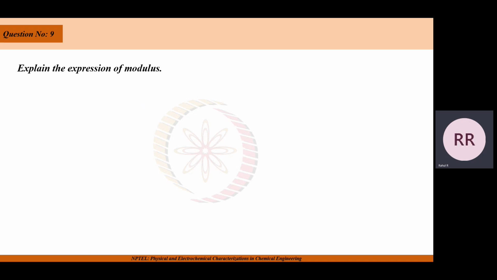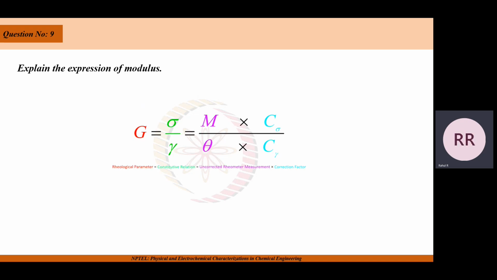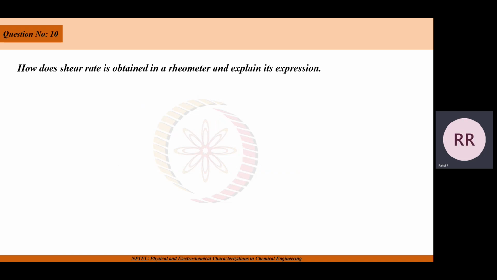I think we can discuss the answer now. So the answer is basically G, which is the modulus that we are talking about, and it is nothing but gamma by sigma. This is a typical expression that people actually use for the modulus. Okay, now let's move on to the next question.